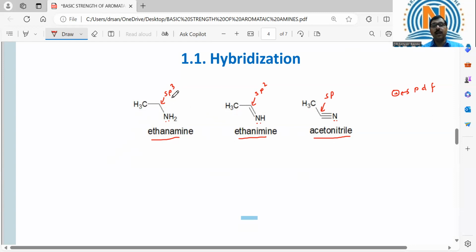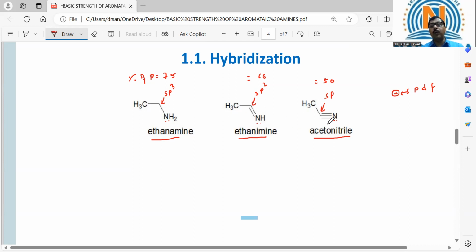So here in the first, ethanamine, the percentage of p character is 75, here the percentage of p character is around 66, and here we have 50% because there are two orbitals, out of them one is p. So as the percentage of s character increases, the electron comes closer to the nucleus. As the percentage of p character increases, the electron withdrawing capacity of that carbon decreases because the distance from the nucleus increases. So in general, as the percentage of p character increases, basic strength increases, or as the percentage of s character increases, basic strength decreases.